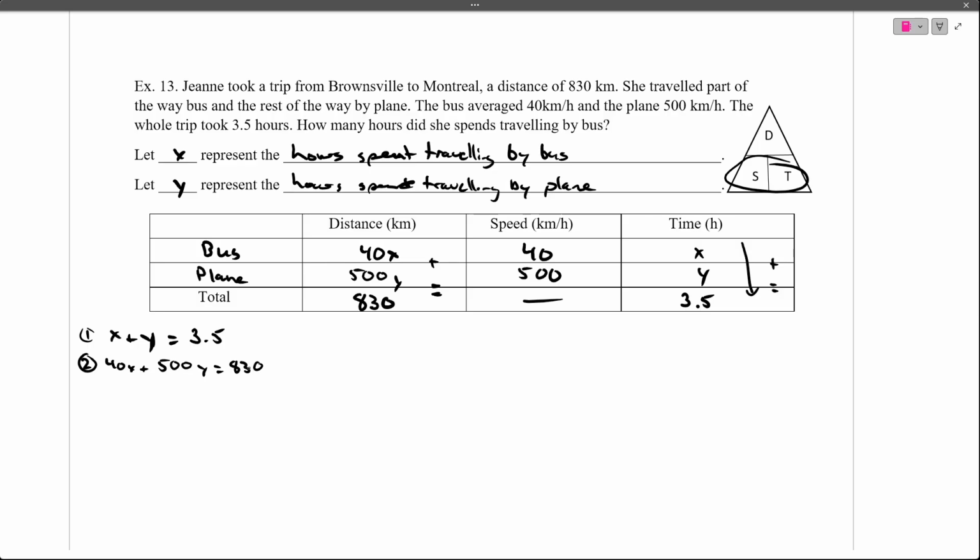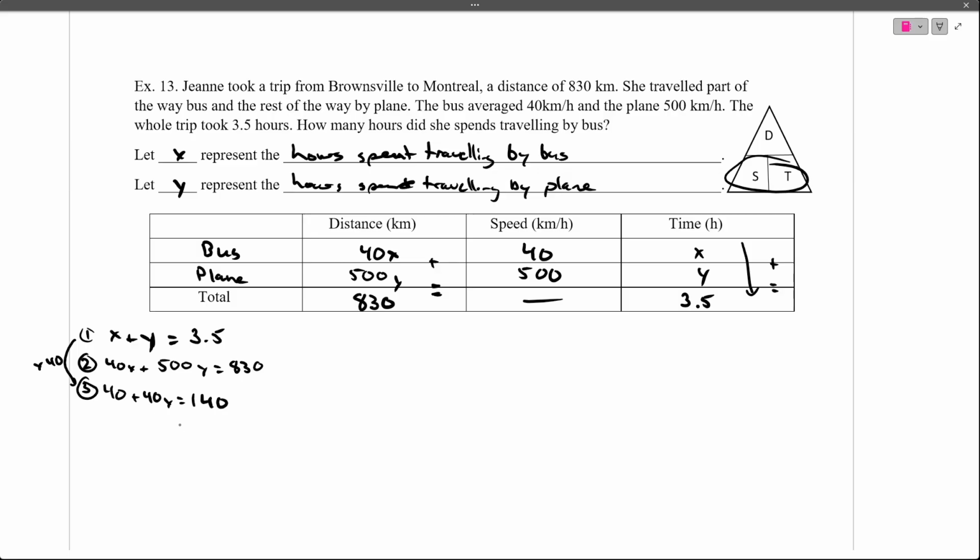Now, obviously, those numbers are not the most compatible numbers in the world, but easy enough. We could isolate either x or y and substitute. That would work perfectly fine. But elimination is probably going to be even easier here. So let's modify equation 1 to get rid of the x variable. That means we're going to multiply the entire equation 1 by 40. So we'll make equation 3 over here, multiplied by 40. That means we have 40x plus 40y is equal to 140.